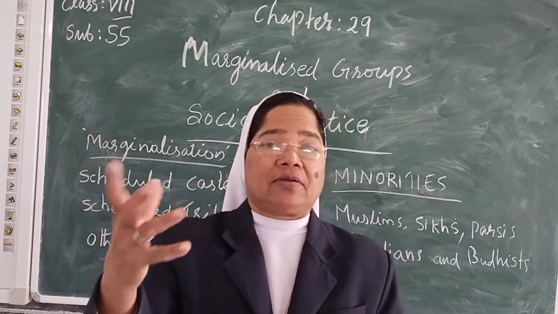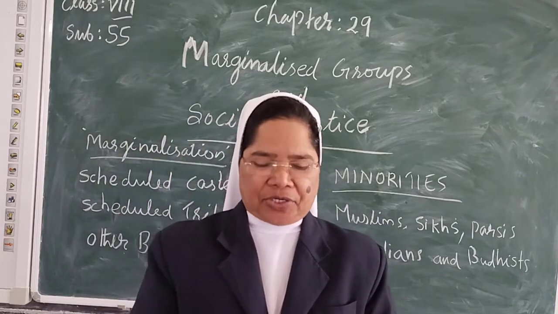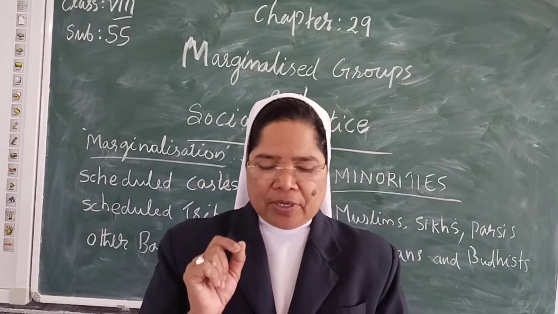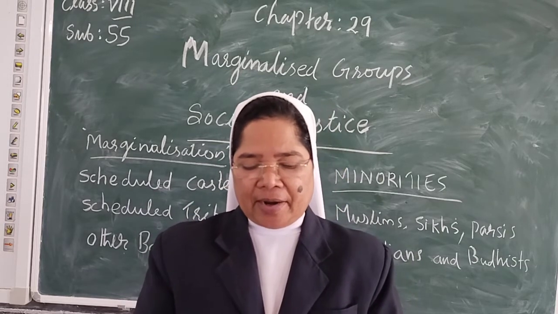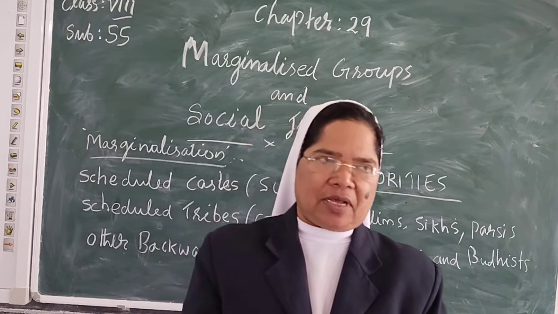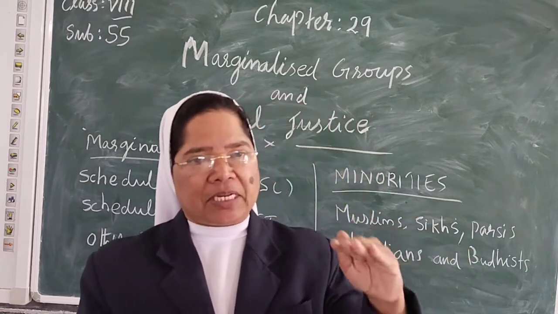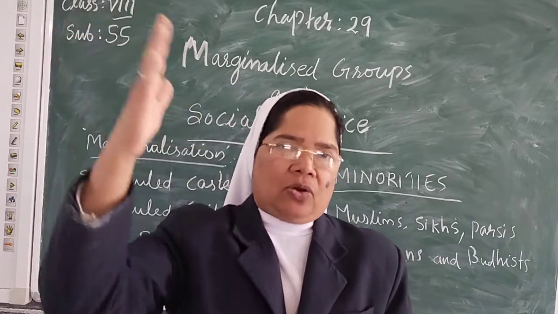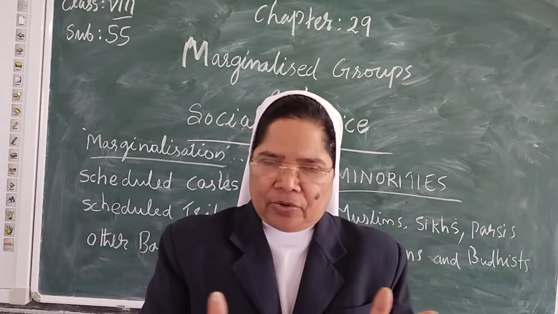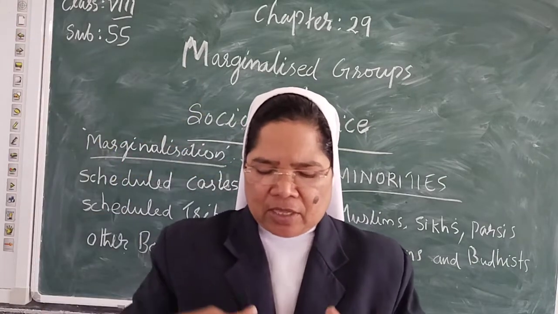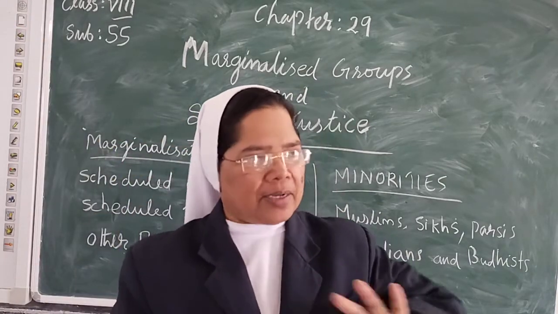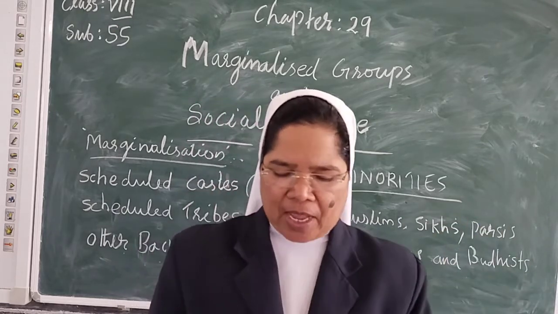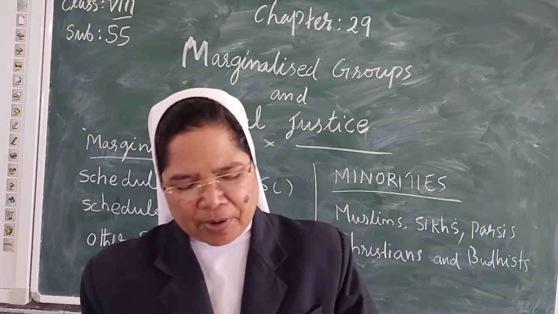Now let us know what the scheduled castes are. Until independence, India had a rigid caste-based society. The society was divided into high classes and low classes. The low caste people were considered untouchables. We have already studied that low caste people were untouchables, and they were excluded from the society.